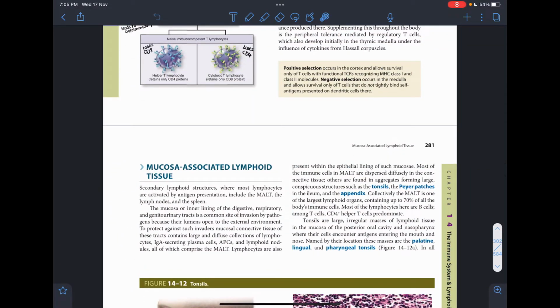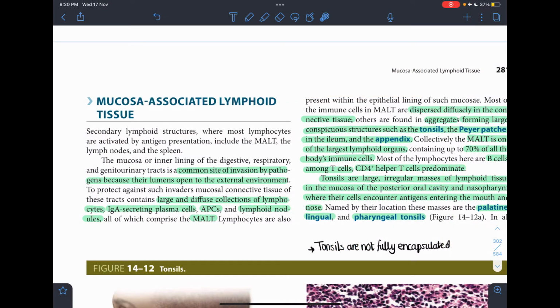mucosa-associated lymphoid tissue. So the mucosa-associated lymphoid tissue, also known as the MALT, is a part of the secondary lymphoid structures, the secondary lymphoid organs, along with the lymph nodes and the spleen. The mucosa or inner lining of the digestive, respiratory, and genitourinary tract is a common site for invasion by pathogens because their lumens are open to the external environment.